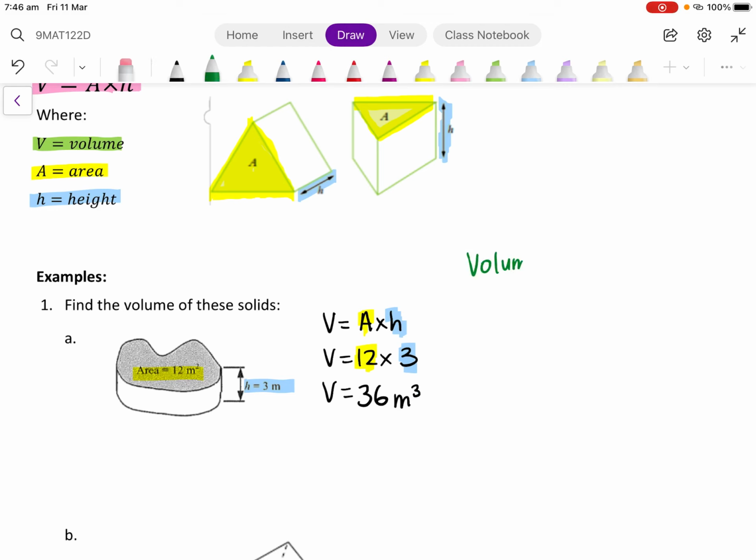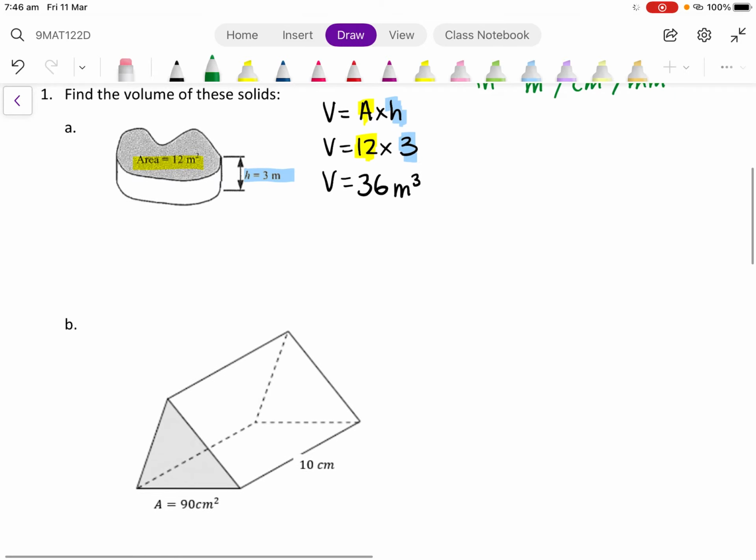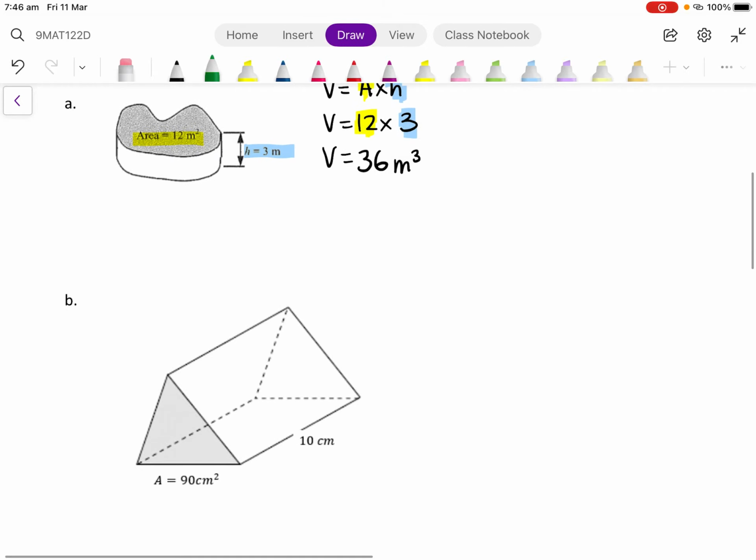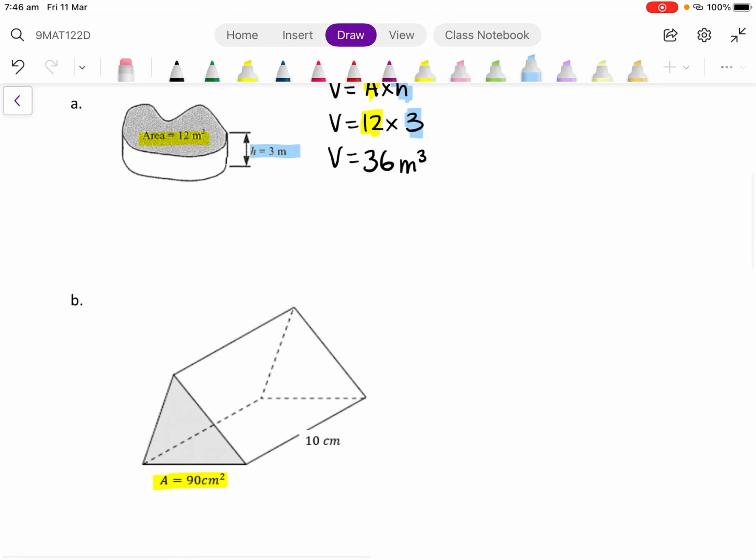So volume is measured in meters cubed, centimeters cubed, or millimeters cubed, depending what your units are on your diagram. For example B, what we have here is we've been told that our area of this triangle is 90 centimeters squared, and the height or the distance going away from our triangle is 10 centimeters.